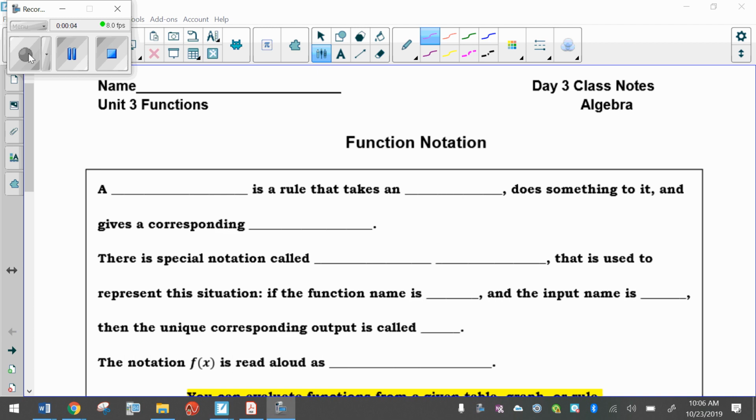So today's lesson is going to be in your Unit 3 note packet. It's day 3 called Function Notation.